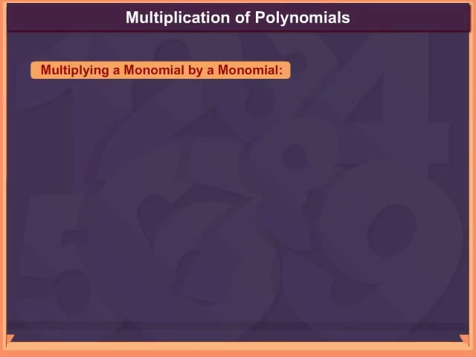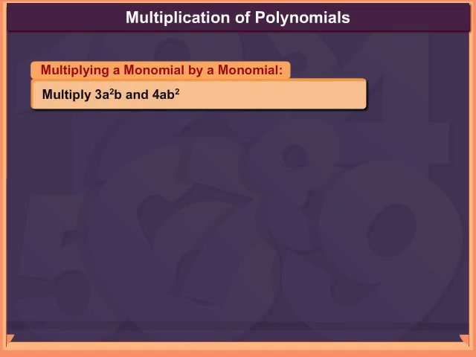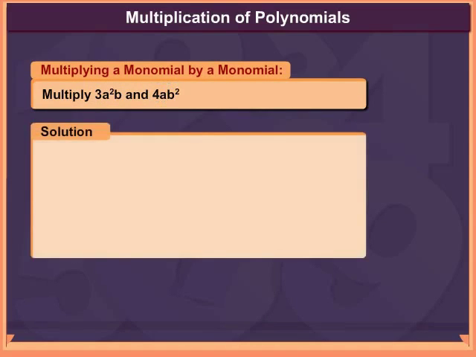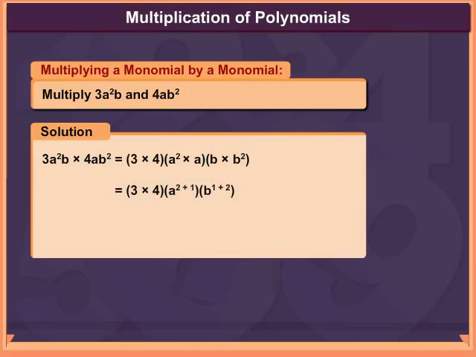Now let us see how to multiply a monomial by a monomial. Multiply monomials 3a square b and 4ab square. Solution. For multiplying, first we need to separate constants and variables, and also in variables we separate all unlike terms. So the multiplication will be 3 into 4 multiplied by a square into a multiplied by b into b square. Now by applying the law of indices, we get the answer as 12a cube b cube.